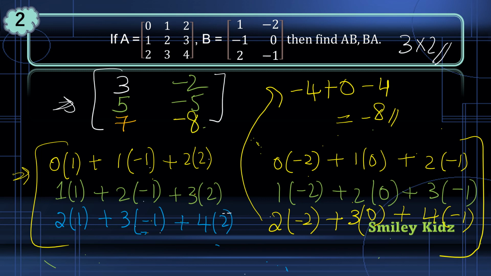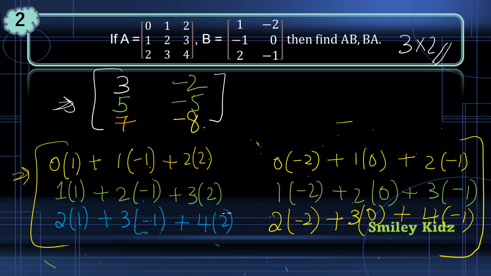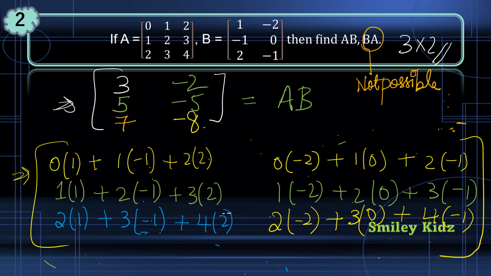Now, this is basically A times B, which is equal to AB. And of course, we already discussed that B into A is not possible. You can simply say B into A would be an undefined answer, since the number of columns of B is not equal to the number of rows of A. BA is not defined.